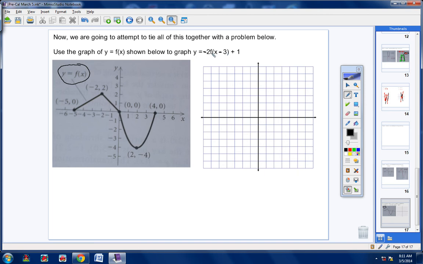Notice I'm taking the entire function and I'm multiplying it by 2. Now don't worry about the negative sign right now. That's going to influence how we flip it around the x or y axis. But notice how the entire function right here, this is not going to be easy, just bear with me and watch. Notice how the entire function is being multiplied by 2.